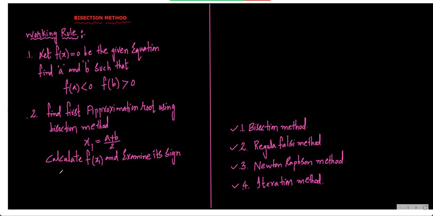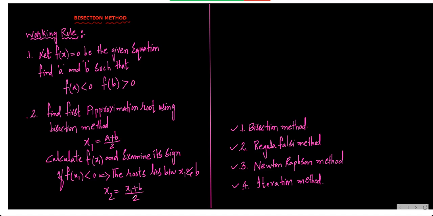Examine its sign. If f of x1 is less than 0, this implies that the root lies between x1 and B. Then we have to find the second approximate value, x2. Since f of x1 is negative, x1 replaces A, so the second approximation is (x1 plus B) divided by 2.